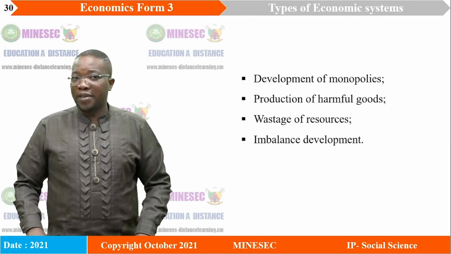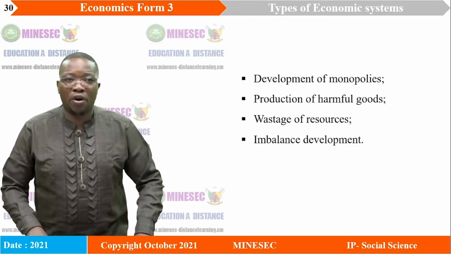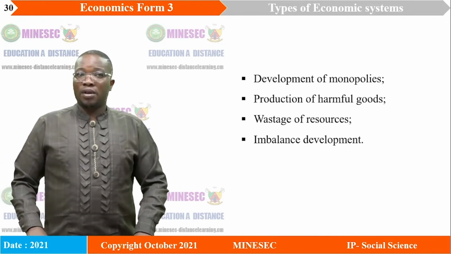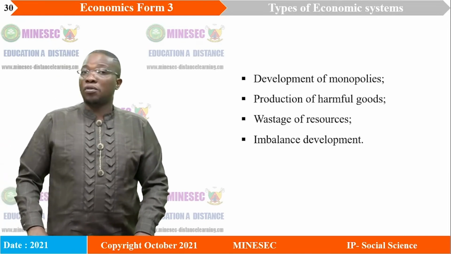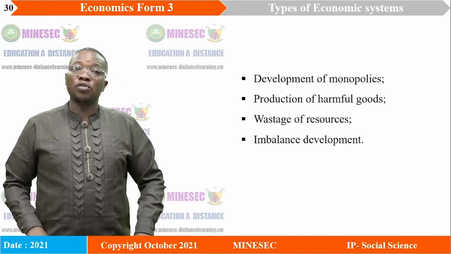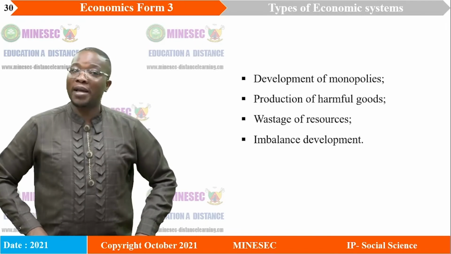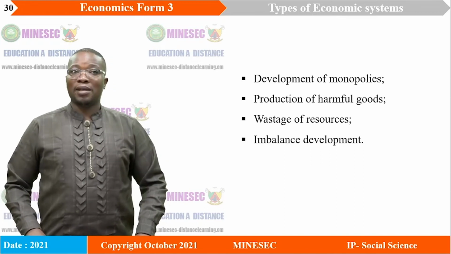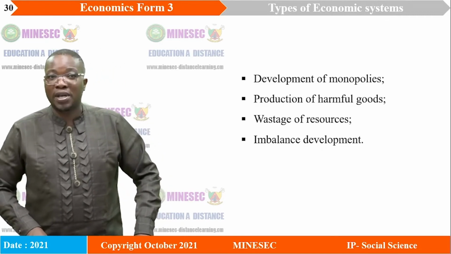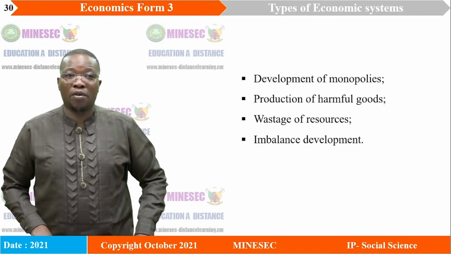Also, we will observe that there is wastage of resources in a market economic system, resulting from competition. Because when there is competition, a particular person uses his resources to produce a particular good, and another person uses his own resources to produce a good. Meanwhile, one person could efficiently supply that good to a locality. So when different individuals engage with their different resources, which could be diverted to other aspects, it will result in wastage simply because of competition.